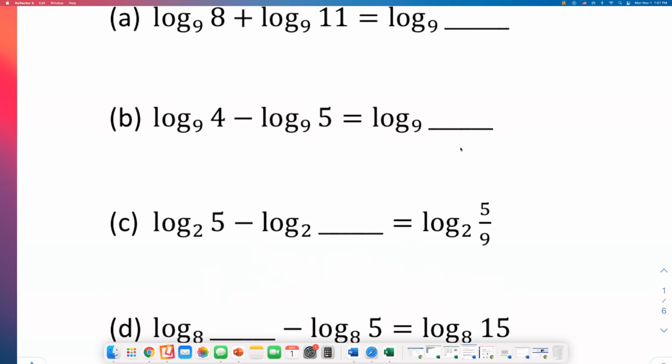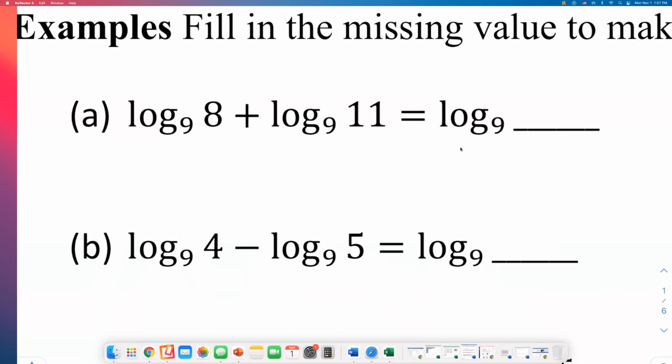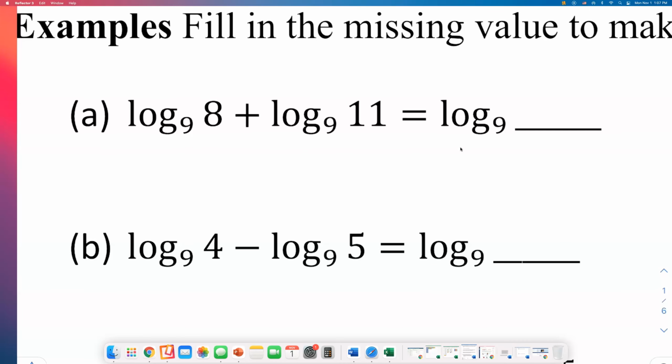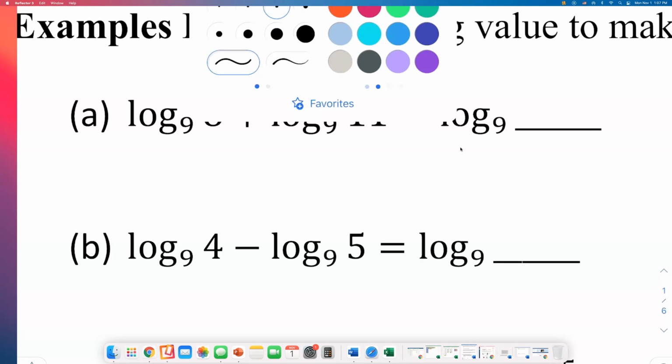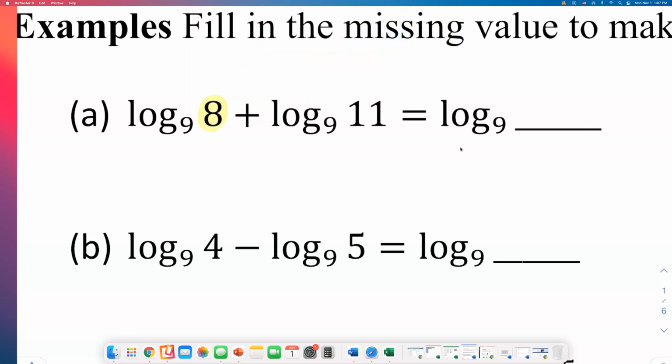When you have log base 9 of 8, look, the argument is 8, plus log base 9 of 11. What we should focus on is that the sign in the middle is a positive. So what we can use is the log property. All right, hold on. Let me change this to product property. I call this product property.